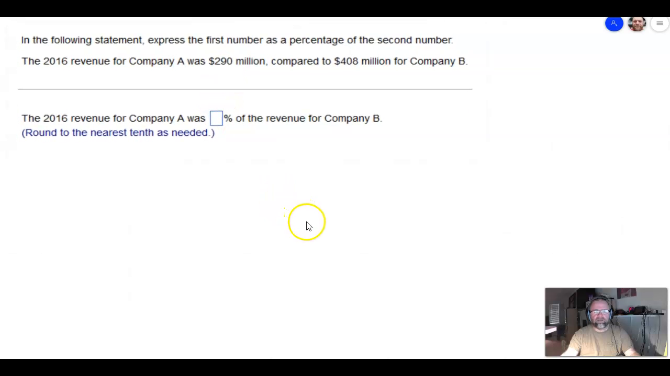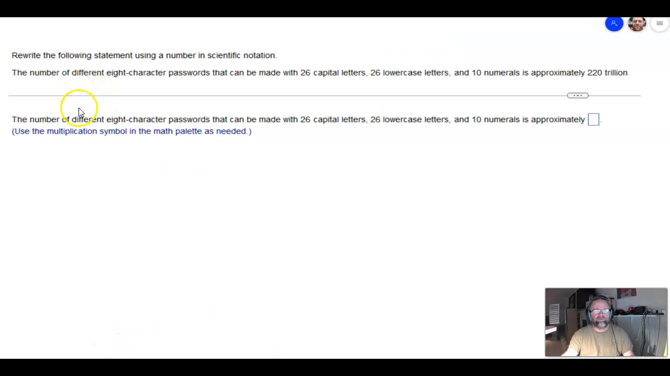All right, let's take a look at the next one here. It says rewrite the following statement using a number in scientific notation. The number of different 8-character passwords that can be made with 26 capital letters, 26 lowercase letters, and 10 numerals is approximately 220 trillion.